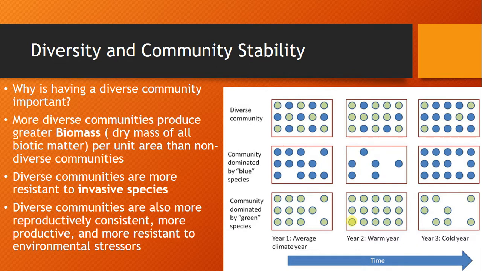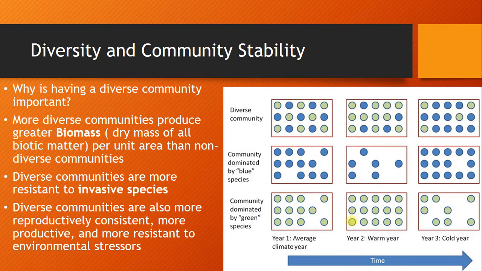Why is having a diverse community important, though? We talked about it a lot of the times in the commercial about how we need to save the diversity of organisms on Earth, to save biodiversity. Why is that? Well, there have been a lot of studies done, and actually more diverse communities produce greater biomass than less diverse communities. So they have a higher dry mass of all the biotic matter per unit area. They also are more resistant to invasive species, so invasion by non-native species.